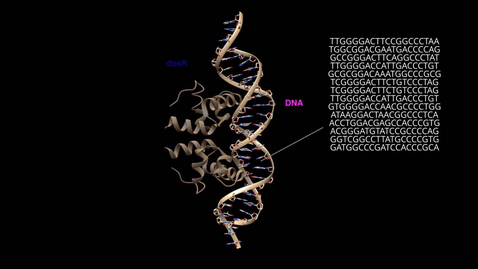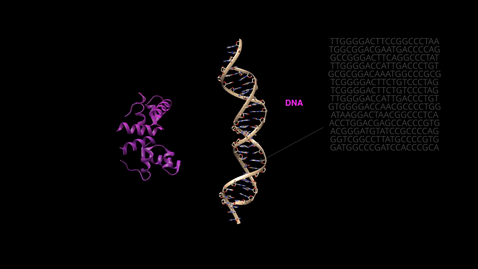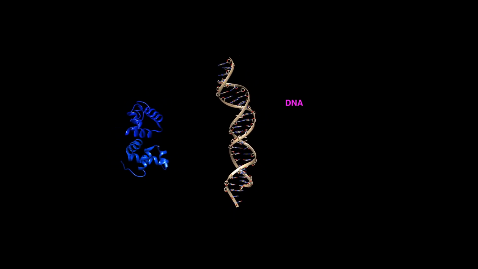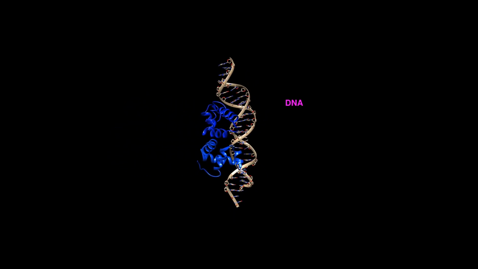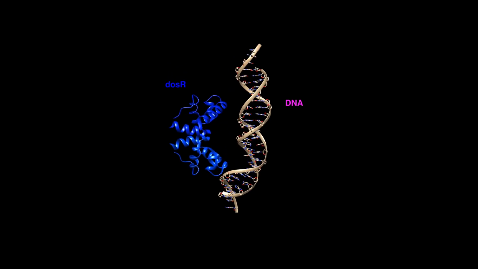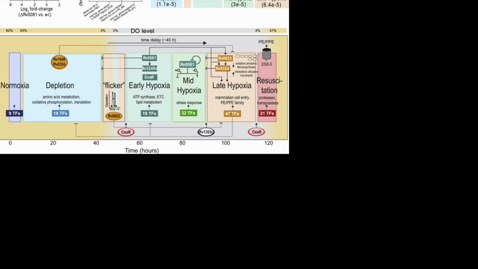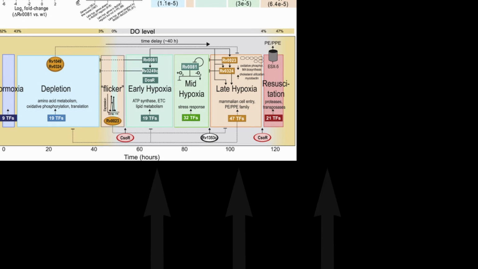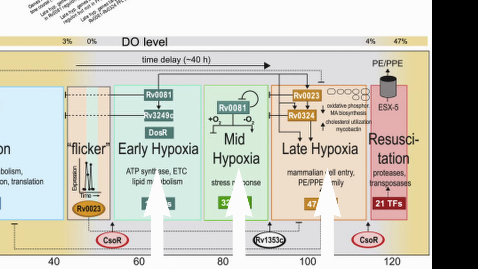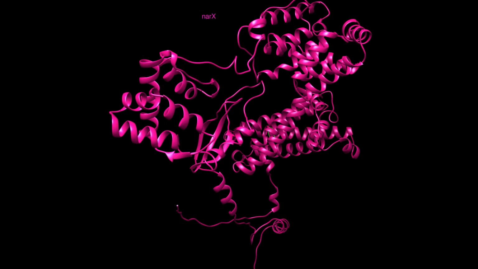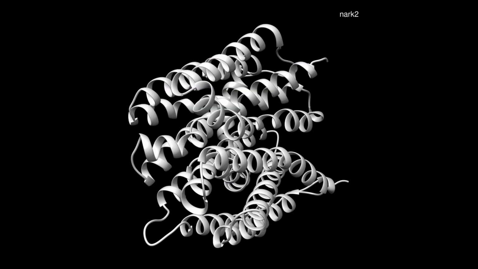or even years. The transcription of the DOS-R regulon is induced by the DOS-R, which binds to the DNA and allows for transcription factors recruitment. Although MTB is an aerobic bacterium, it is able to reprogram its metabolism into surviving hypoxic conditions. This is thought to be done by some of the genes regulated by the DOS-R regulon, such as NARX and NARC2. Evidence suggests that the NARC2 is a nitrate-nitrite transporter.